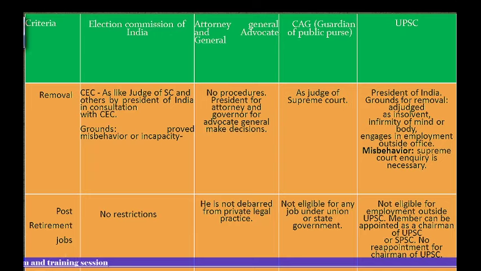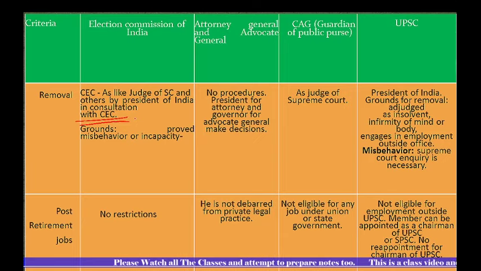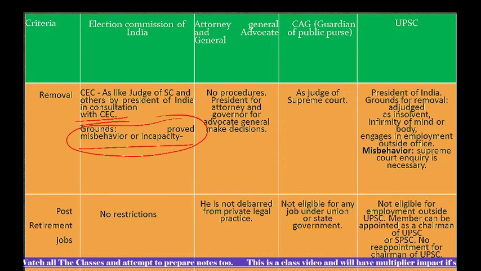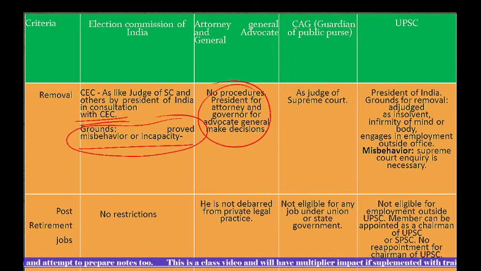Criteria for removal. The Election Commissioner of India is removed like a judge of the Supreme Court, and others are removed by the President in consultation with the Chief Election Commissioner. So the Chief Election Commissioner is removed as a judge of the Supreme Court is removed, but the other members are removed by the President in consultation with the Chief Election Commissioner. So what is the ground? Proved misbehavior and incapacity. For the Attorney General, no procedure has been mentioned, and the President can remove him anytime.